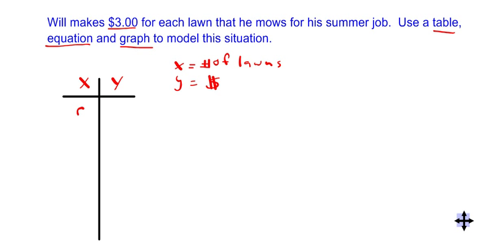Okay, if he mows 0 lawns, he's not going to make any money. If he mows 1 lawn, he's going to make $3. If he mows 2 lawns, he's going to make $6. If he mows 3 lawns, he's going to make $9, and so on. We could keep this table going as far as we needed to. Really, to get this whole situation figured out, we only need 3 or 4 points to get our equation and our graph.